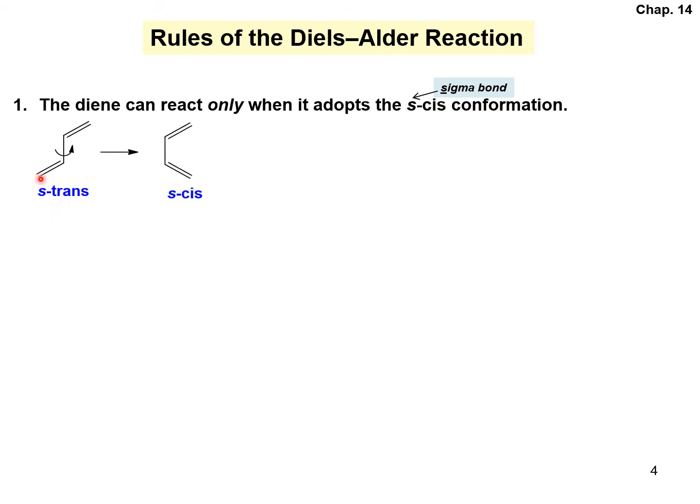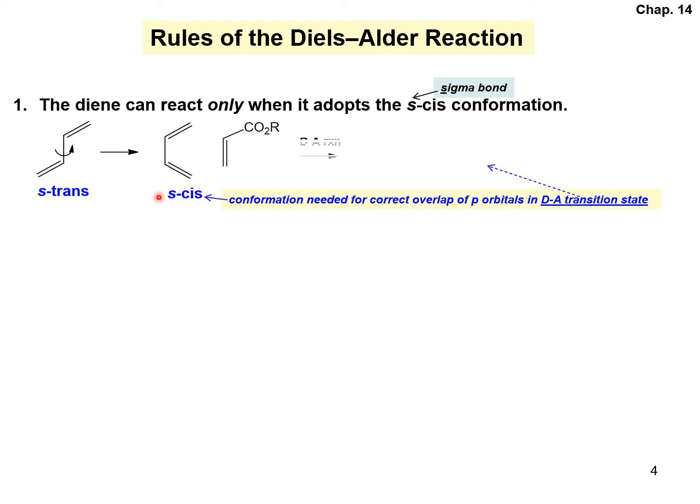It has to be able to rotate around this sigma bond. In this case here it does because there's nothing hindering it, but you could imagine that if you place certain substituents on this double bond here, on either of these double bonds, you could restrict rotation to prevent this switch from S-cis to S-trans occurring. But in this case here, it's free rotation, and you end up with the S-cis conformation that's required for orbital overlap to achieve the Diels-Alder reaction.